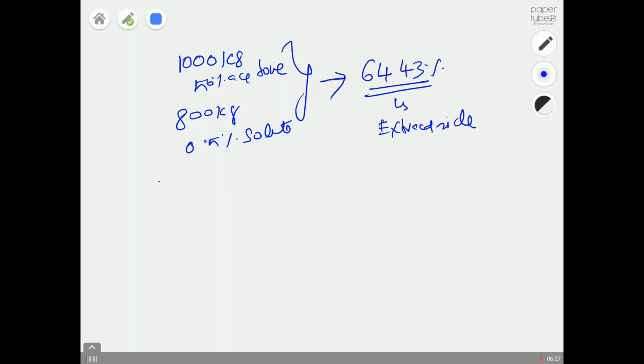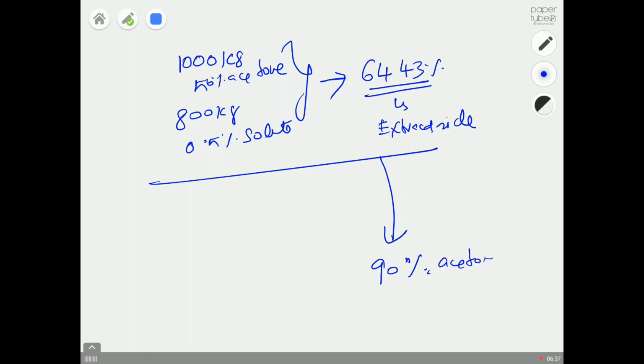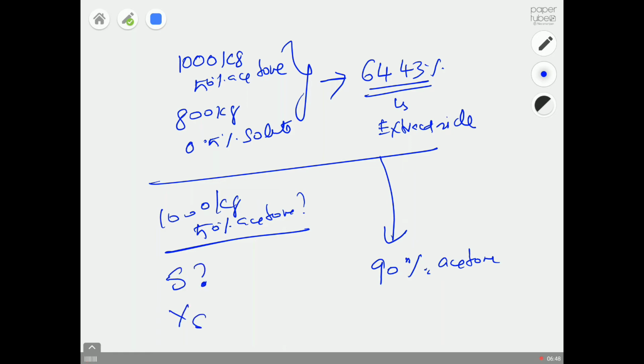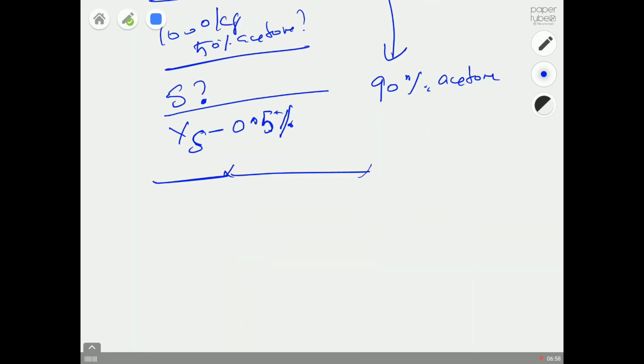Now the new question is, we want to remove 90% of acetone from the feed solution that contains 50% acetone. So what will be the amount of solvent that we need? Let's put the ys value. Let's assume we are using the same solvent, ys is equal to 0.5%. We have to do a lot of calculations to do that, but before that, we have to assume a few things.